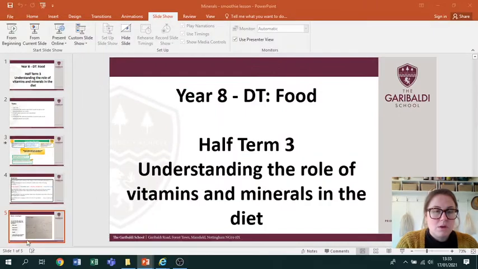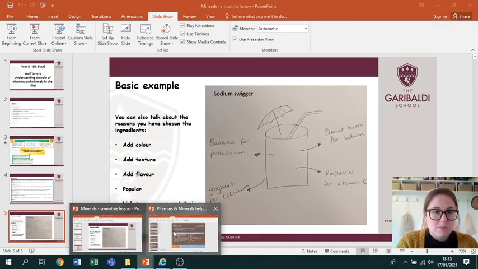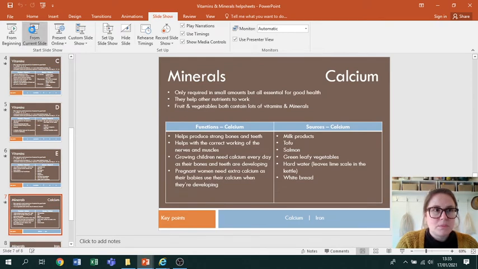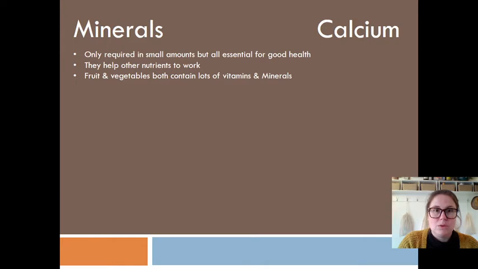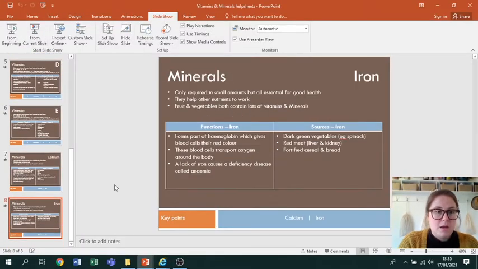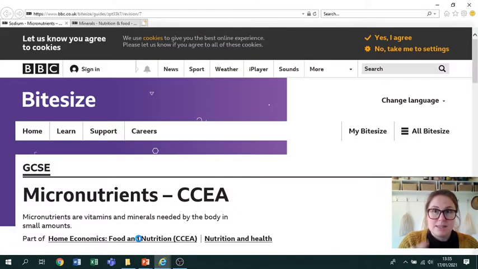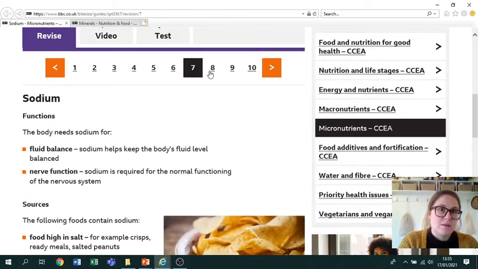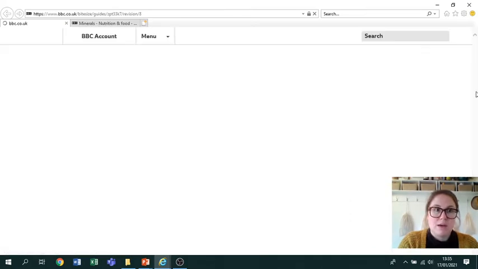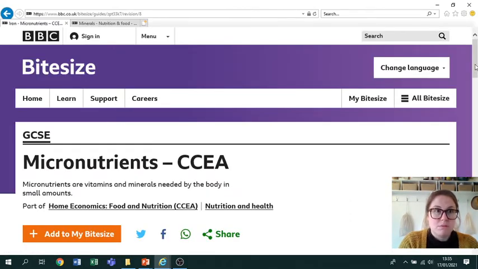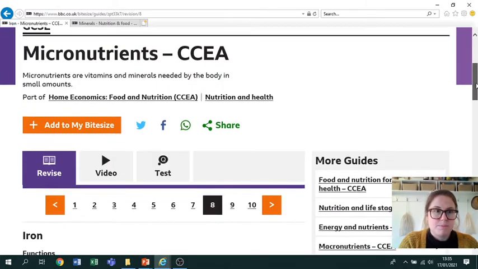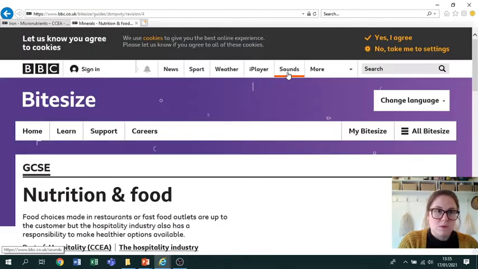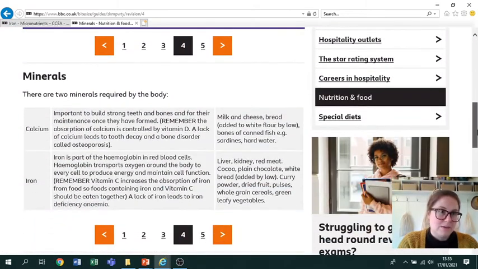I'll quickly show you the couple of websites and the resources. So there is this PowerPoint, which gives you loads of information about the main minerals, and also about calcium and iron. And then if you have a look at these websites, and like I say, these are linked on Teams, there is information, and you just have to click through. There's information on here about other different minerals that aren't necessarily on the PowerPoint. Alright, and then there's just another one here that goes through similar information, it's just laid out slightly differently.